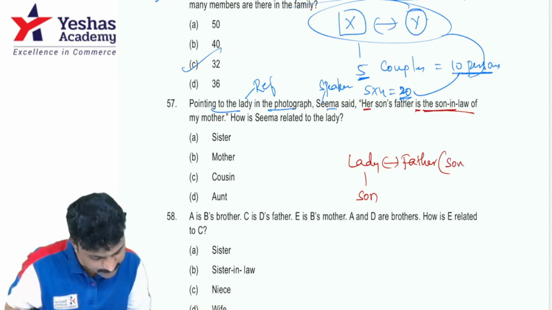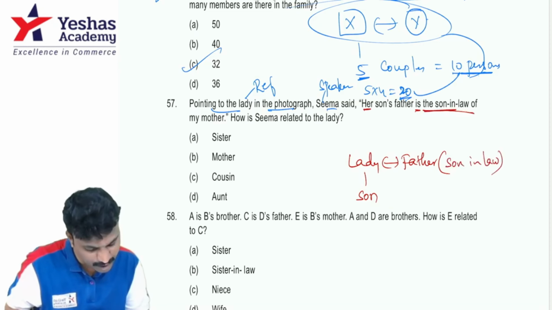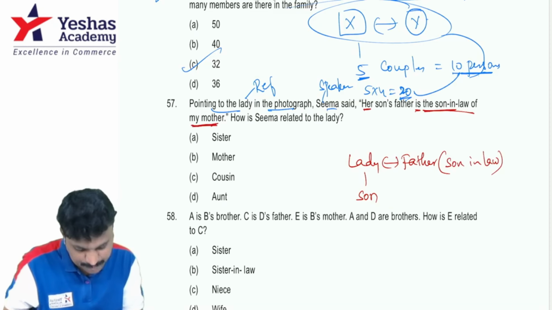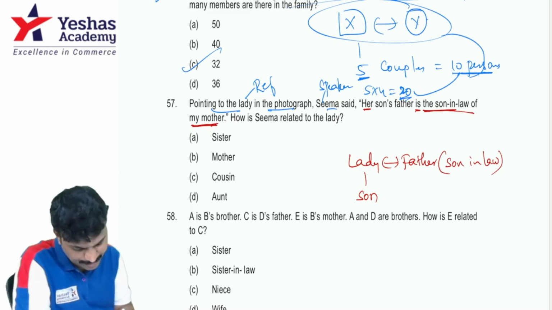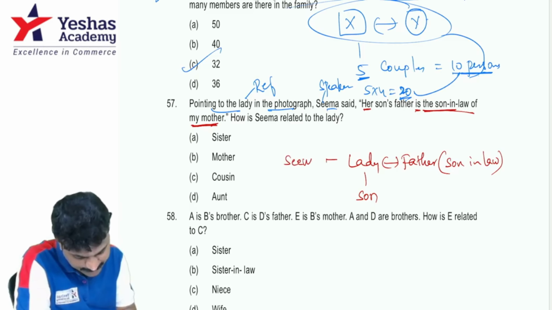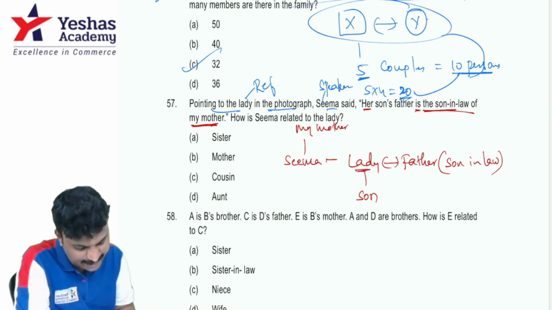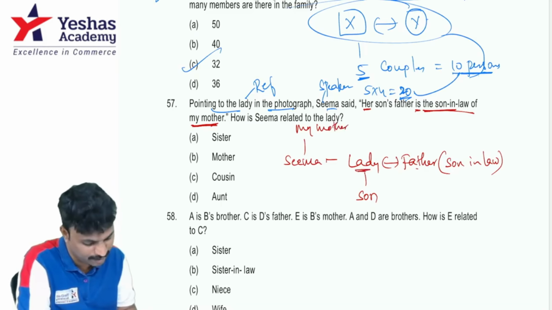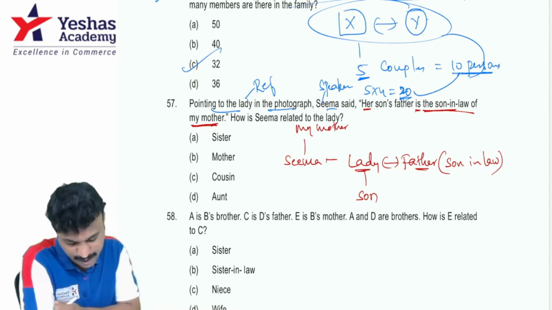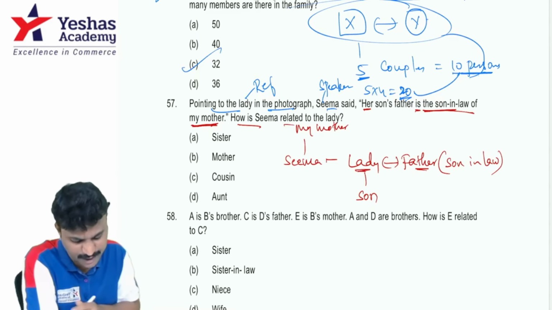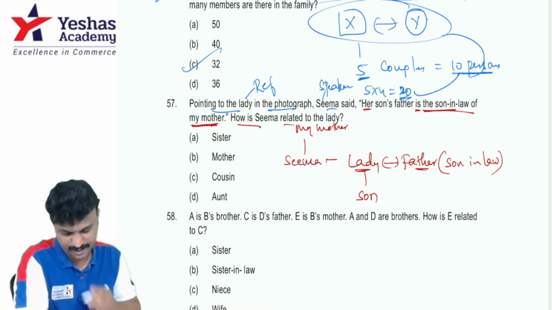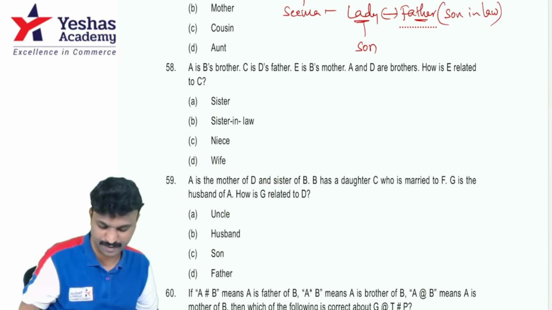Son-in-law is son-in-law to someone. Whose son-in-law? My mother. My mother means Seema's mother. That means Seema should be a sibling to the lady. Then only for Seema's mother, lady is a daughter. Daughter's husband is son-in-law. That means the question is, how is Seema related to the lady? To the lady, Seema is sister. Option A is the right answer.